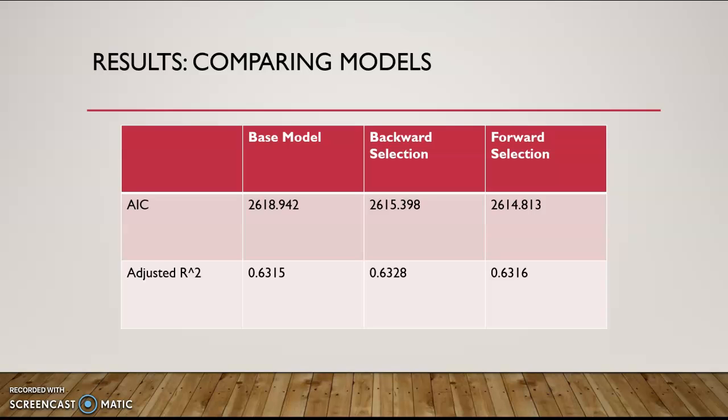So on to the results. You can see in this table here are the AICs of each of the 3 models, as well as the adjusted R-squareds. So the AIC for the base model is 2618.942, backward selection is 2615.398, and forward selection comes in at the lowest at 2614.813. And all the adjusted R-squareds are similar, so with these results, we're going to have to go with the forward selection as the best model because it has the lowest AIC.